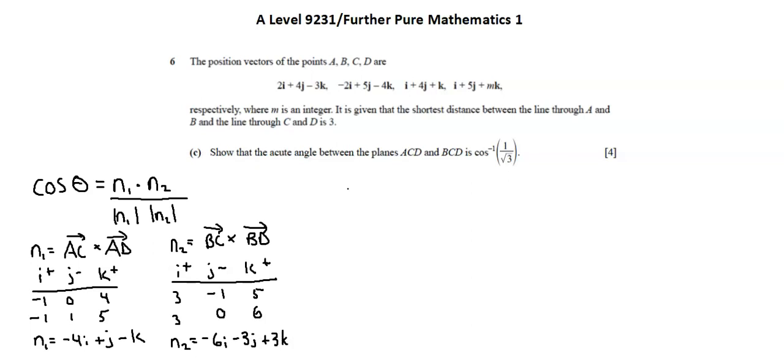Now we have the values we need for the angle calculation. Cosine theta equals, in the numerator, the dot product of n1 and n2. I'll multiply the I values, -4 times -6, adding the product of the j values, 1 times -3, adding the product of the k values, -1 times 3.